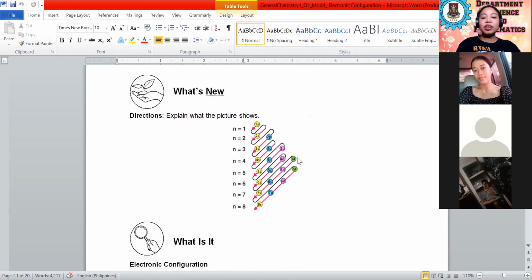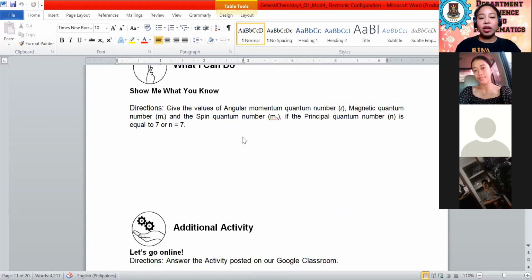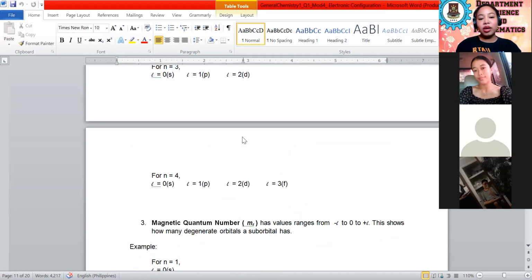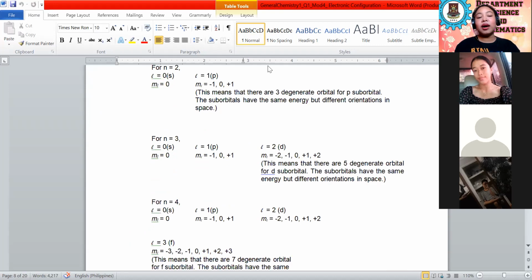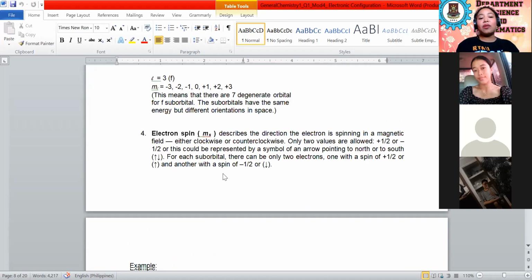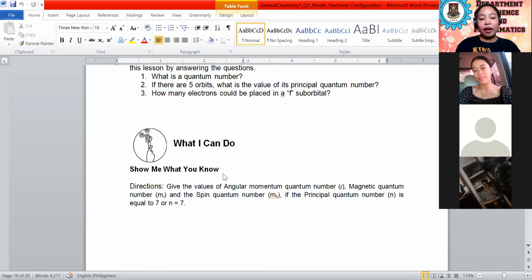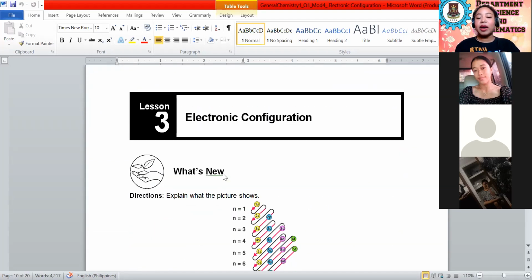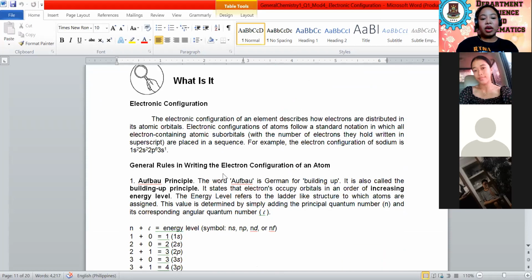So for the electronic configuration, this is the arrangement. Our quantum numbers are the places or addresses of the electrons. Now, since we know their address, we know the SPDF, let's go to how they will be arranged. When we arrange the electrons, we follow different rules.